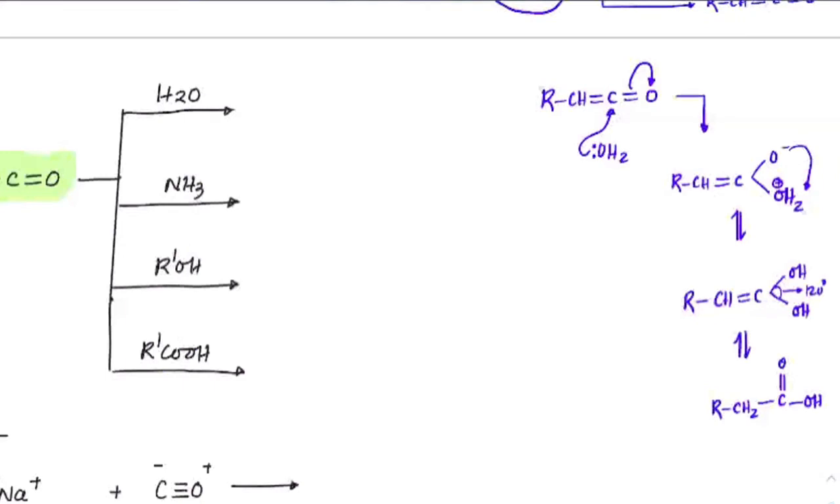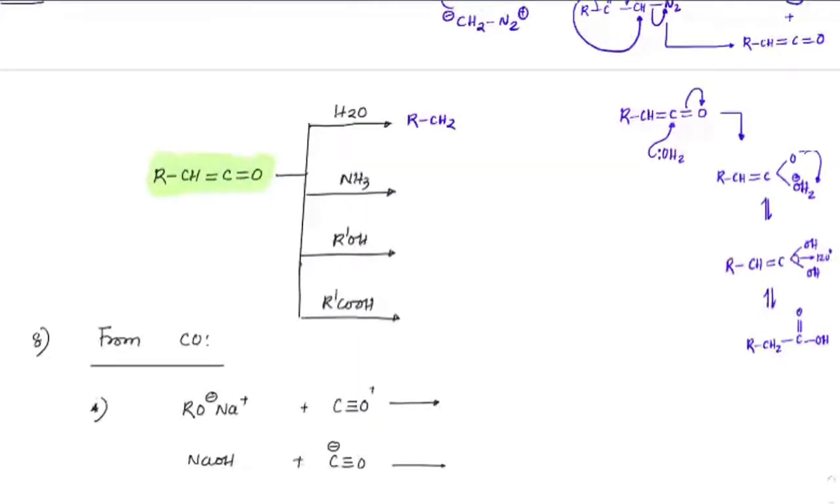Now the same logic you will apply to any of the rest of the groups also. So which means if you treat that with water, what do we get? We'll get RCH2 C double bond O OH. This is what you will get.